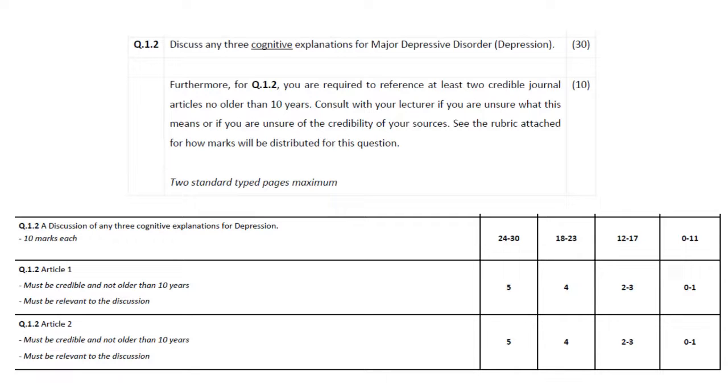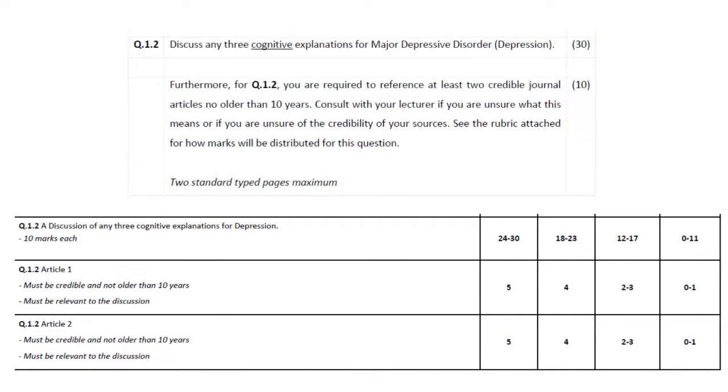The second part of the question, 1.2, is to discuss any 3 cognitive explanations for major depressive disorder. So remember, there's more than just the cognitive explanation. There are social explanations and learning explanations and biological, but they want specifically the cognitive explanation. So make sure you focus in on the cognitive. And this question in total is for 40 marks. So 30 marks of it is around the discussion of the 3 cognitive explanations.